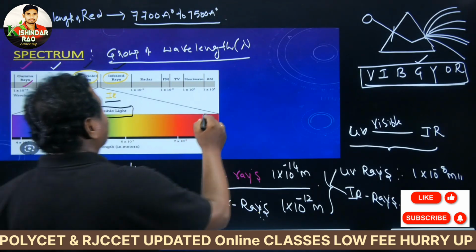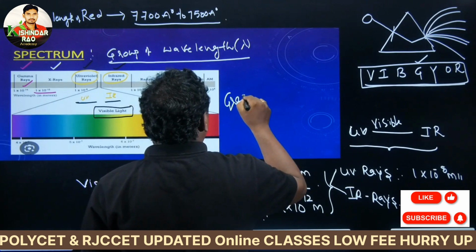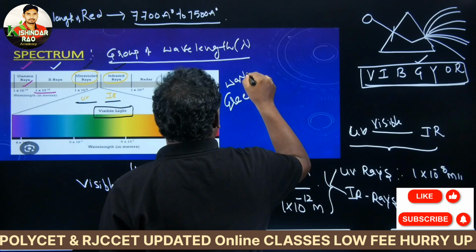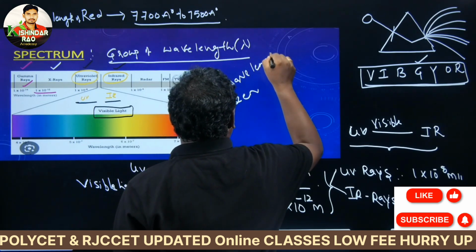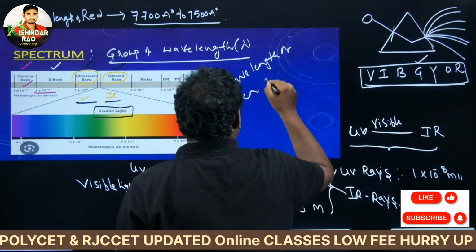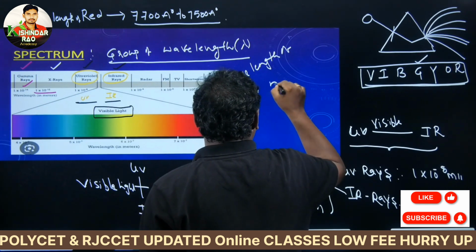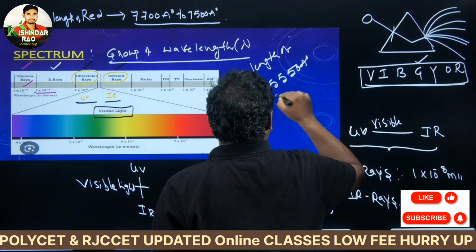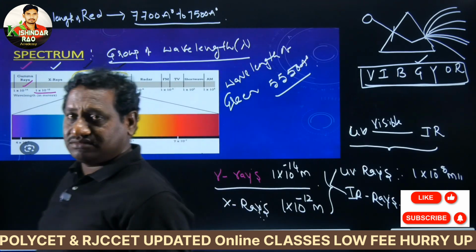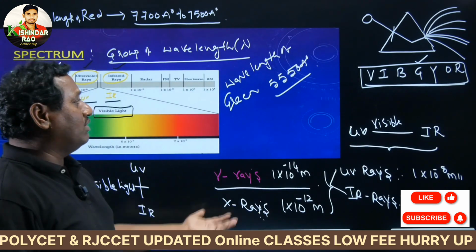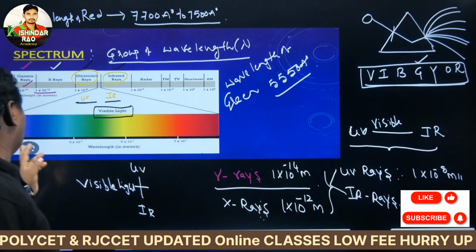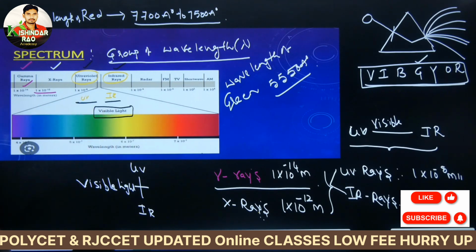Now the wavelength of the green color is very, very important. 5550 angstroms. It is the wavelength of the green color. So the maximum wavelength is the red color. The different types of frequencies have different types of wavelengths. So gamma rays are there.